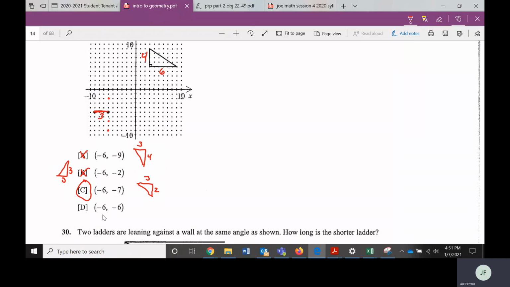Okay, this last one, just so you know, that would give you a 3 and a 1. So that would not be proportional.